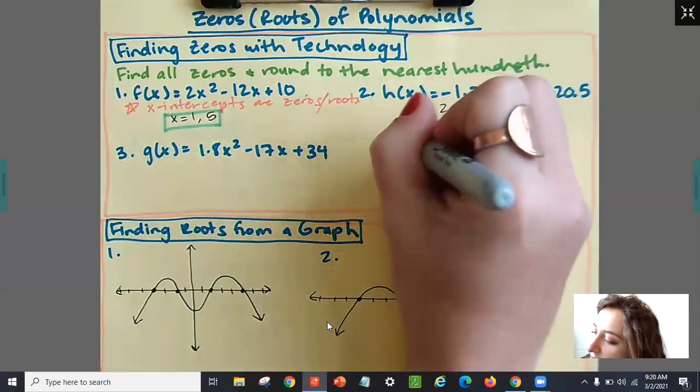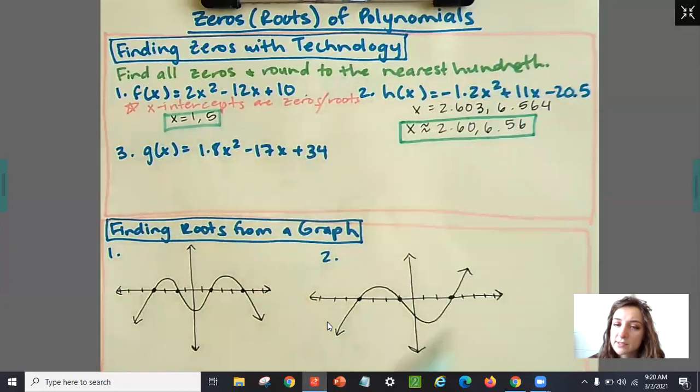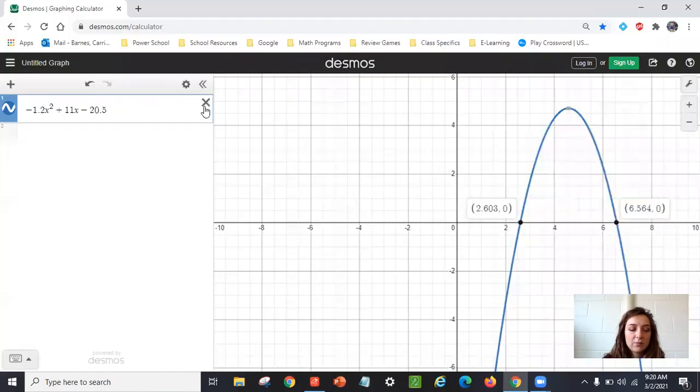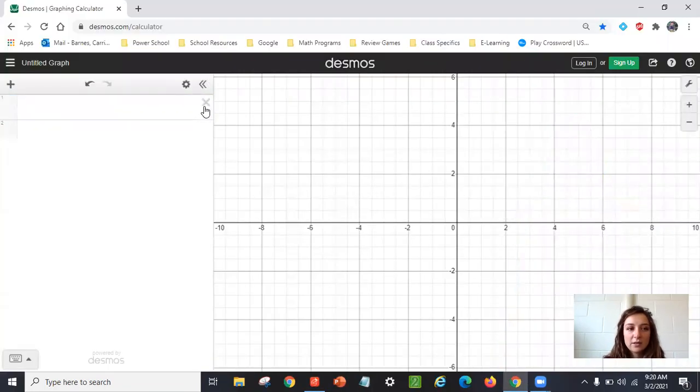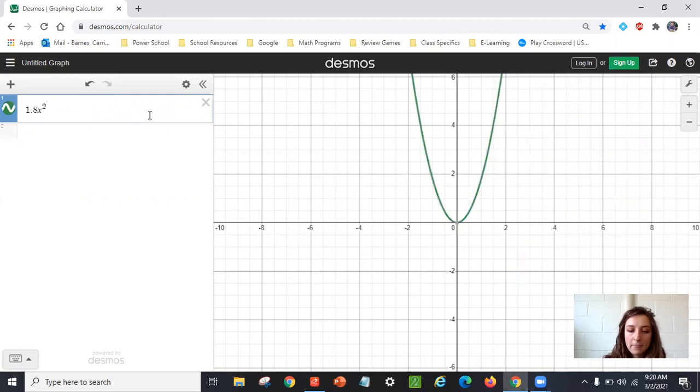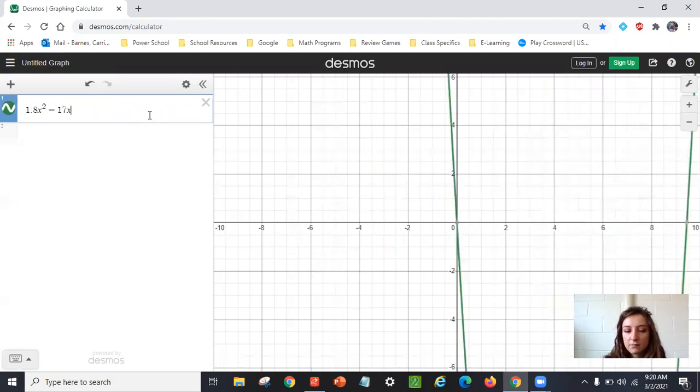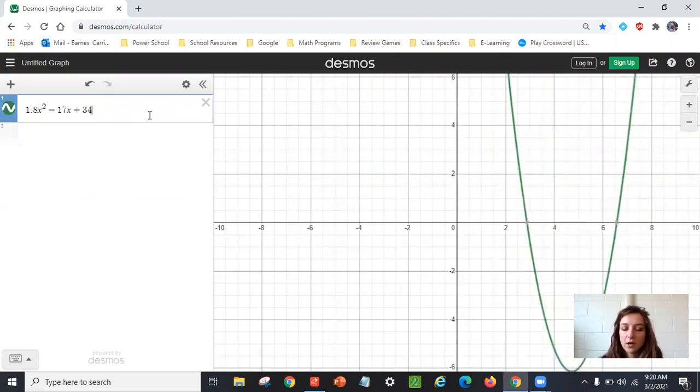Okay, and let's do our third one here. And again, we're just looking at the x-intercepts or the roots. So let's go to Desmos again, and we're going to type in this last one, 1.8x squared minus 17x plus 34. Okay, and we're going to click on where this crosses the x-axis. This is here at 2.875 and 6.569.